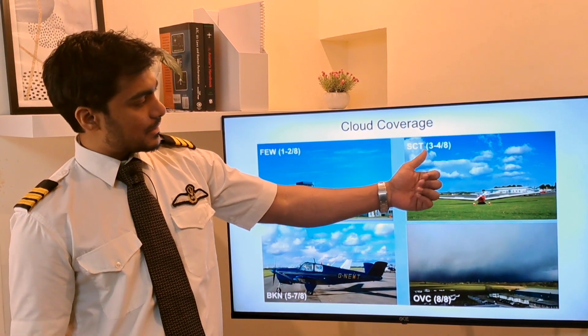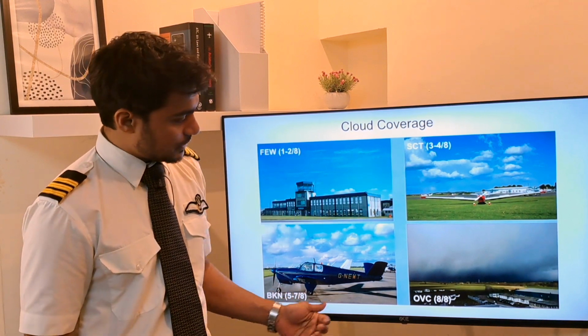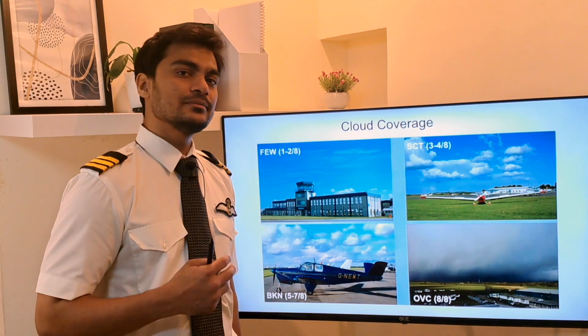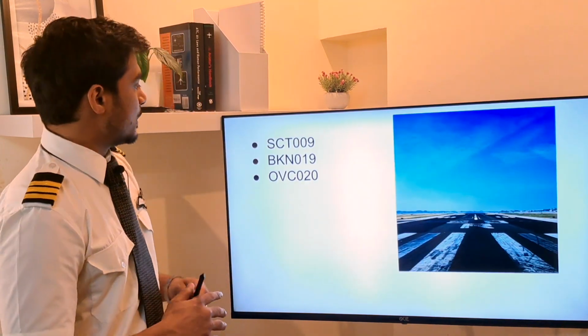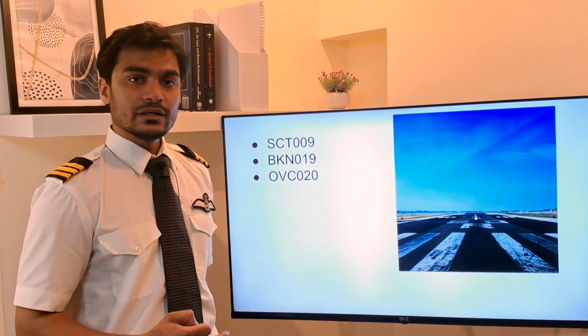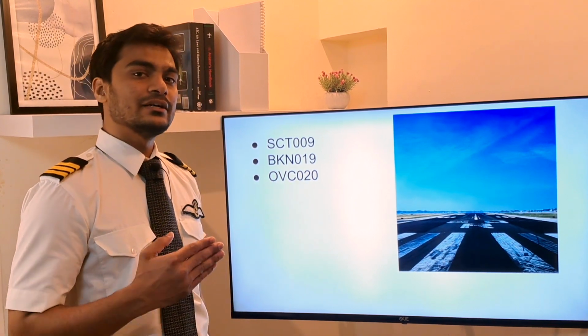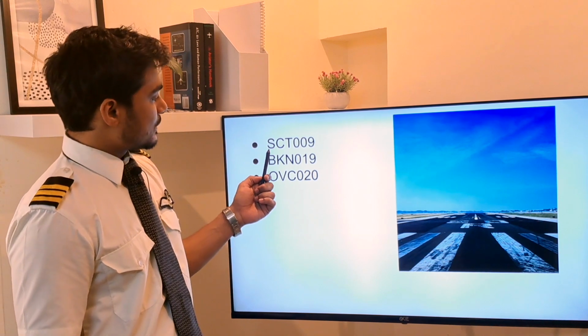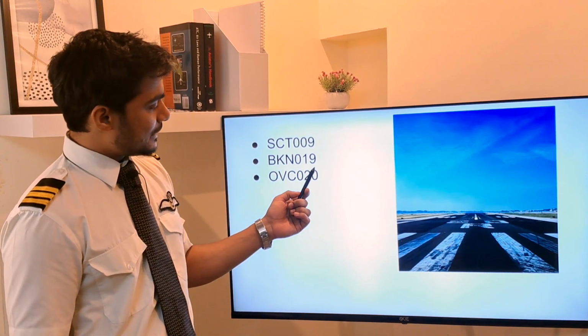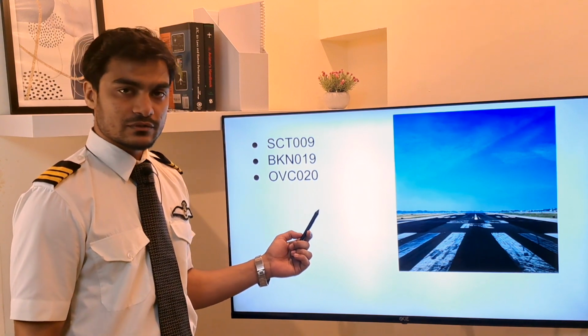Then the same concept applies to scattered, then broken, then overcast. Now let's have a look at a few examples of how it is presented to us in a METAR. Like over here, you have scattered at 009. Now this 9, your clouds are always given to you in hundreds of feet. Like you're scattered at 009, that is scattered at 900 feet, broken at 1900 feet, overcast at 2000 feet.